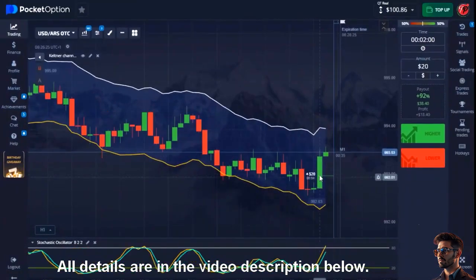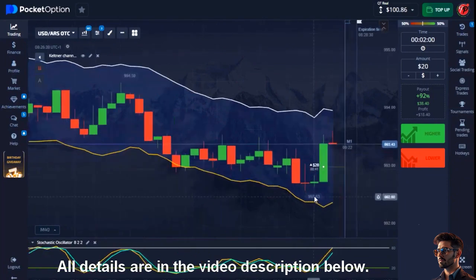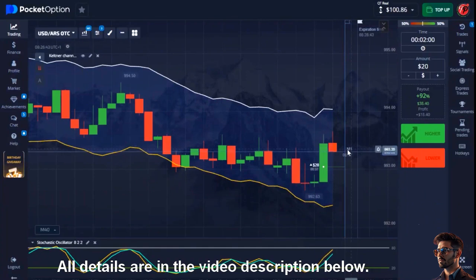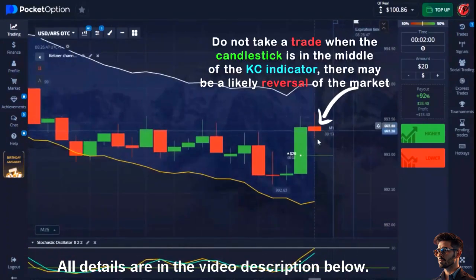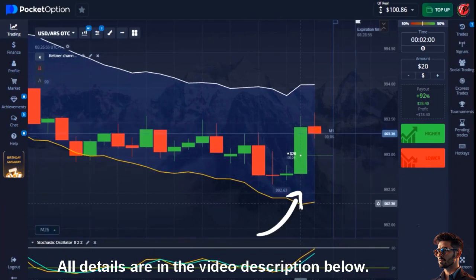With your Keltner Channel, always make sure that the candlestick you're placing your trade on is very close to the down line of the Keltner Channel, this yellow line right here. And not only that, make sure that you're having a very strong candlestick before you place your trade. If you have the candlestick at the middle of the Keltner Channel, do not take a trade, just like what is happening right now. So do not enter a trade if you have the candle at the middle of the Keltner Channel. Always make sure that the candlestick you're placing your trade on is very close to the down line of this Keltner Channel, this yellow line right here.